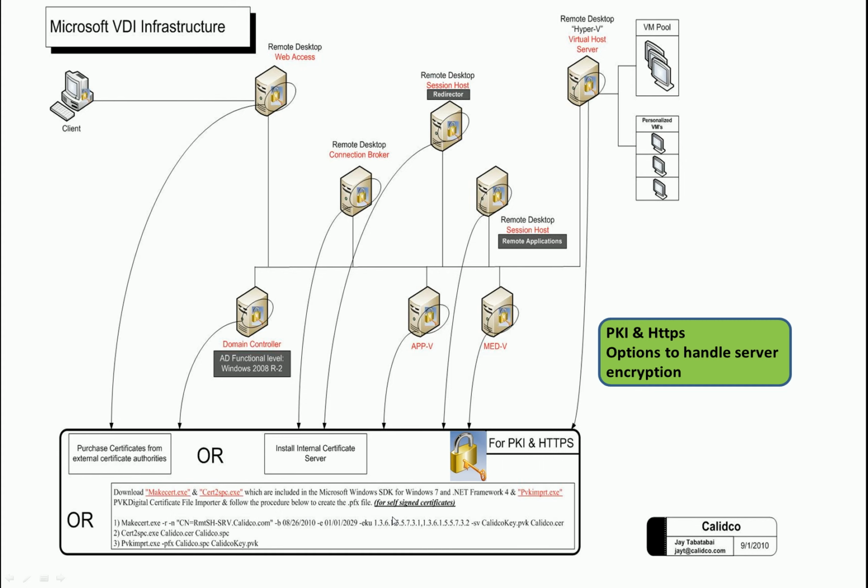They're part of the Windows SDK in Windows 7 and .NET Framework 4, and PVK import.exe. Basically, it's a three-step process: you create a self-generated certificate for each of the servers and export the public and private key. Once you have the PFX file that contains the keys, you can put it into the secondary server, or whichever servers you need to have a TLS connection between. So, these are the options for having a PKI and HTTPS.